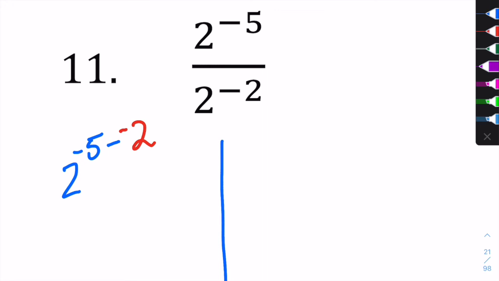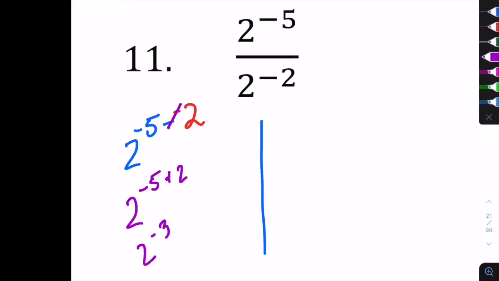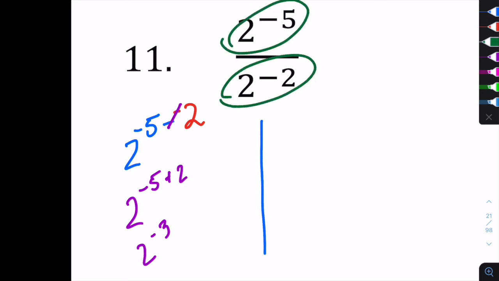Well, when we subtract a negative, we know that means we really need to add. And so we have negative 5 plus 2, and that's going to give us 2 to the negative 3. We can't leave it like that. We're really going to have to make this 1 over 2 to the third. And 1 over 2 to the third is 1 over 8.